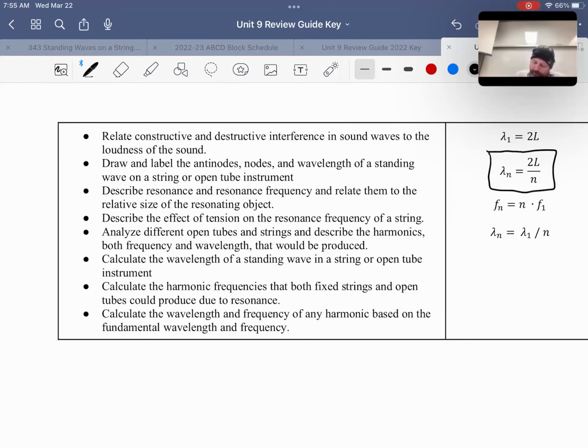And then the other big idea here is that the frequency of any harmonic is just a multiple of the fundamental or first harmonic there. So those are the two big equations there. The other ones are just for kind of simplification, but I would use those main two right there. Those would be the ones I'd focus on doing.